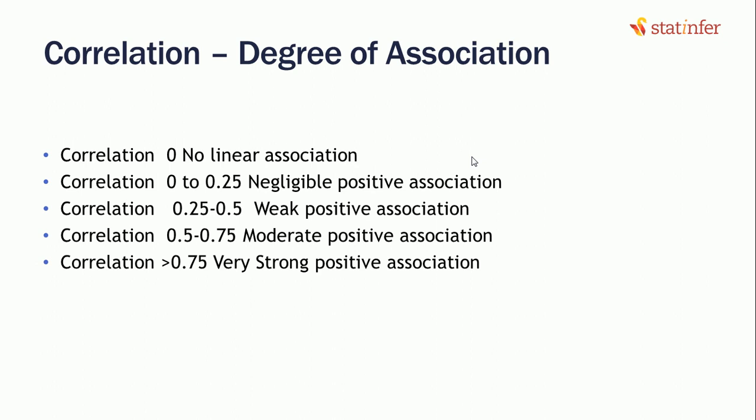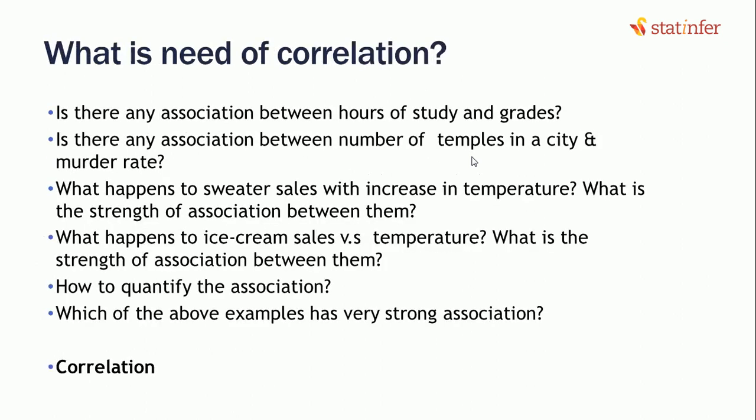So far, the values that we have seen on a scale were all positive. What if the correlation coefficient that we get is in the degree of negative 0.75? To understand this, we will go back to the examples. The third example: what happens to sweater sales with the increase in temperature? Well, with the increase of temperature, the sweater sales go down. So there is a strong association, but it's a negative association. So our correlation coefficient in this scenario would be negative. This is how we interpret the negative correlation coefficient.